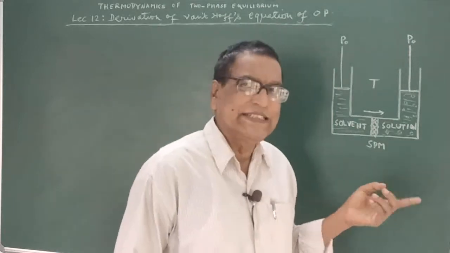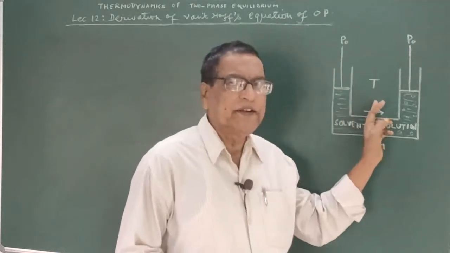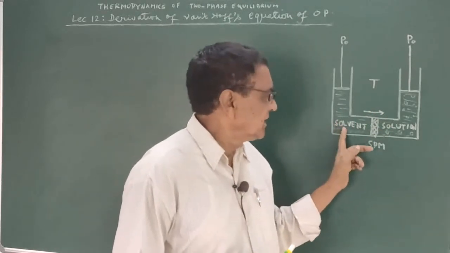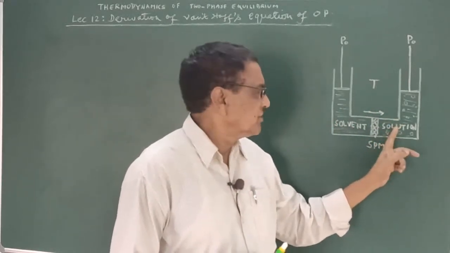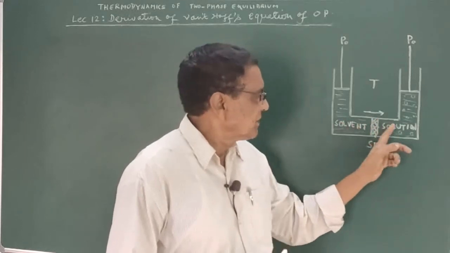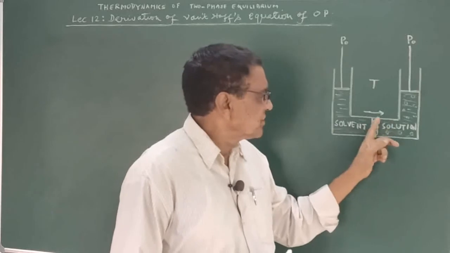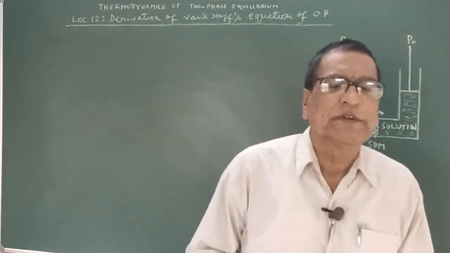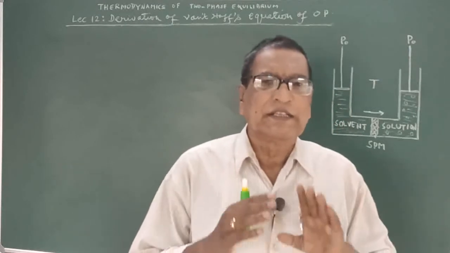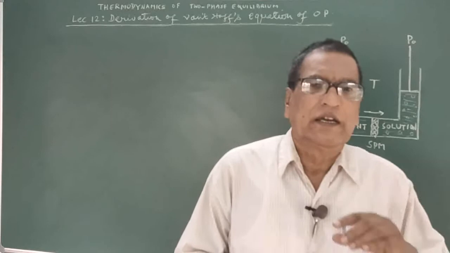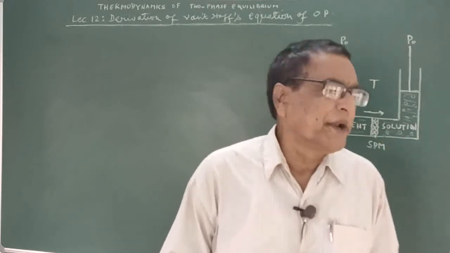Here you can see the arrangement for the osmosis. The solvent is separated from the solution by a semi-permeable membrane. The semi-permeable membrane will allow the solvent to pass, but it restricts the solute from passing through this membrane.